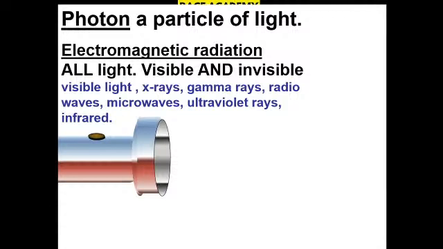Photon, a particle of light. Electromagnetic radiation. So that may be visible light, invisible light. All light, visible and invisible, comes under electromagnetic radiation, and X-rays, gamma rays, radio waves, microwaves, ultraviolet rays, and infrared rays.